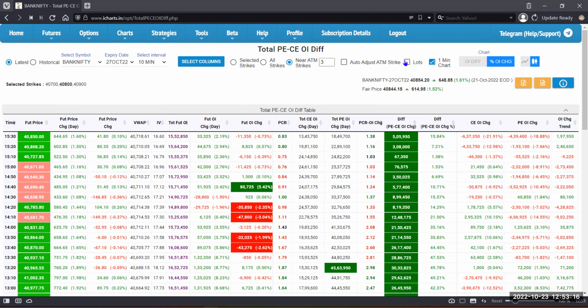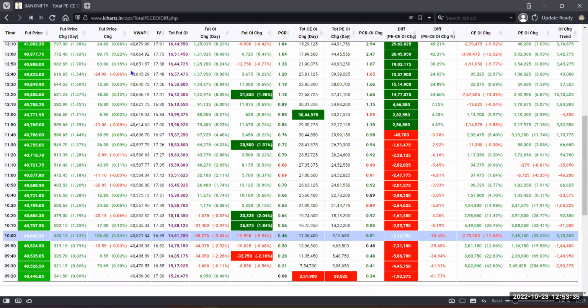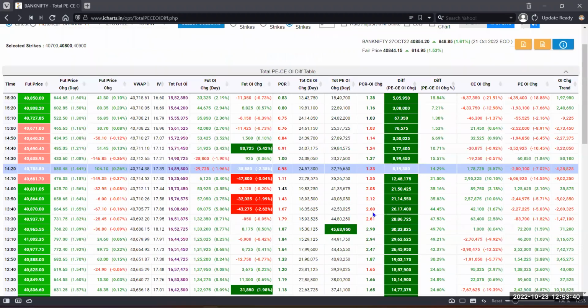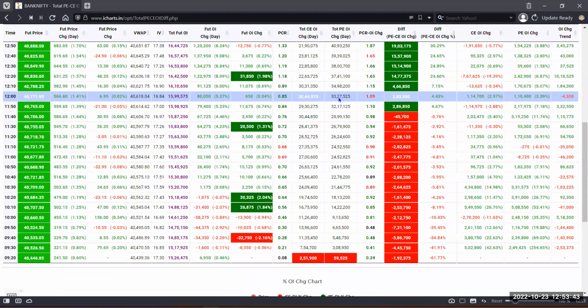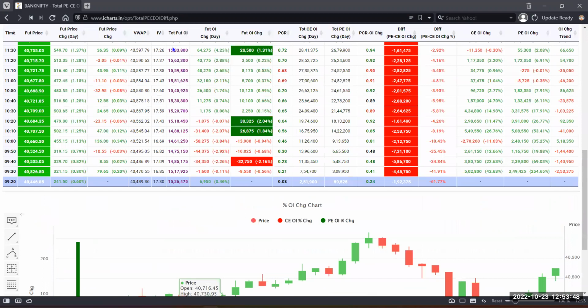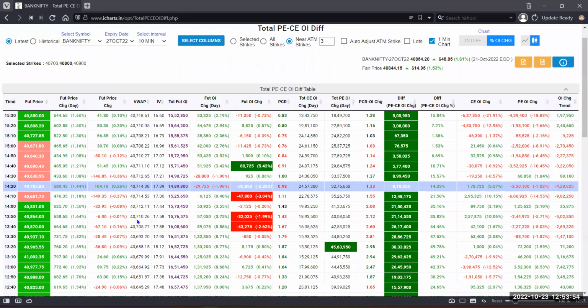That is important. The lots checkbox will just change this OI that you are seeing, OI change and all that, to number of lots instead of quantity here. And the 1-minute chart option here says that you want to look at a 1-minute chart instead of the selected time interval here. If this is not selected, then the chart you see is going to be a 10-minute chart. But if you want to see this unwinding and all that based on a 10-minute time frame, but you still want to see a 1-minute chart, then this is what you can enable. So this chart is going to be a 1-minute chart.